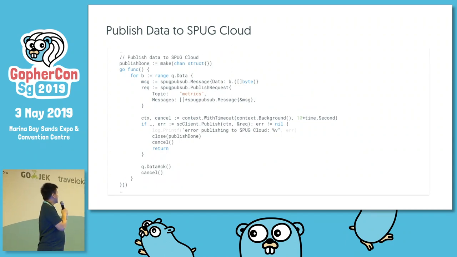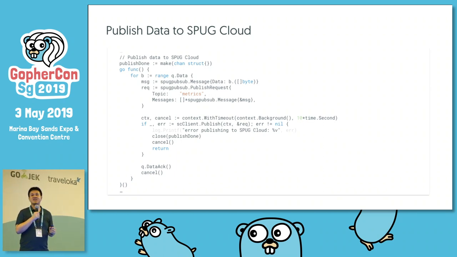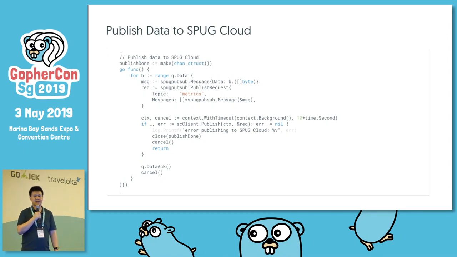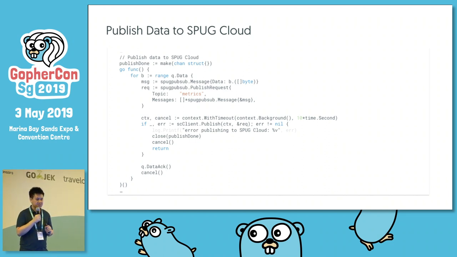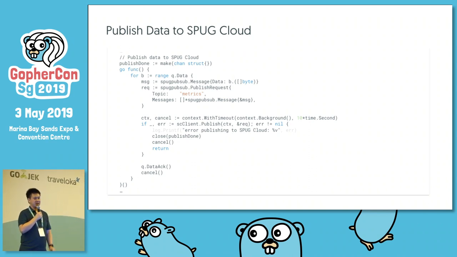And this is the data publishing loop. It's running in another Go routine. Here we range over the data channel of the persistent queue. For each data that we receive from the data channel, we put the data into a publish request, assign topics to it, and use the client stub of the Spark Cloud to send this publish request to the Spark Cloud. Again, handling it with retry and back off in real production code.